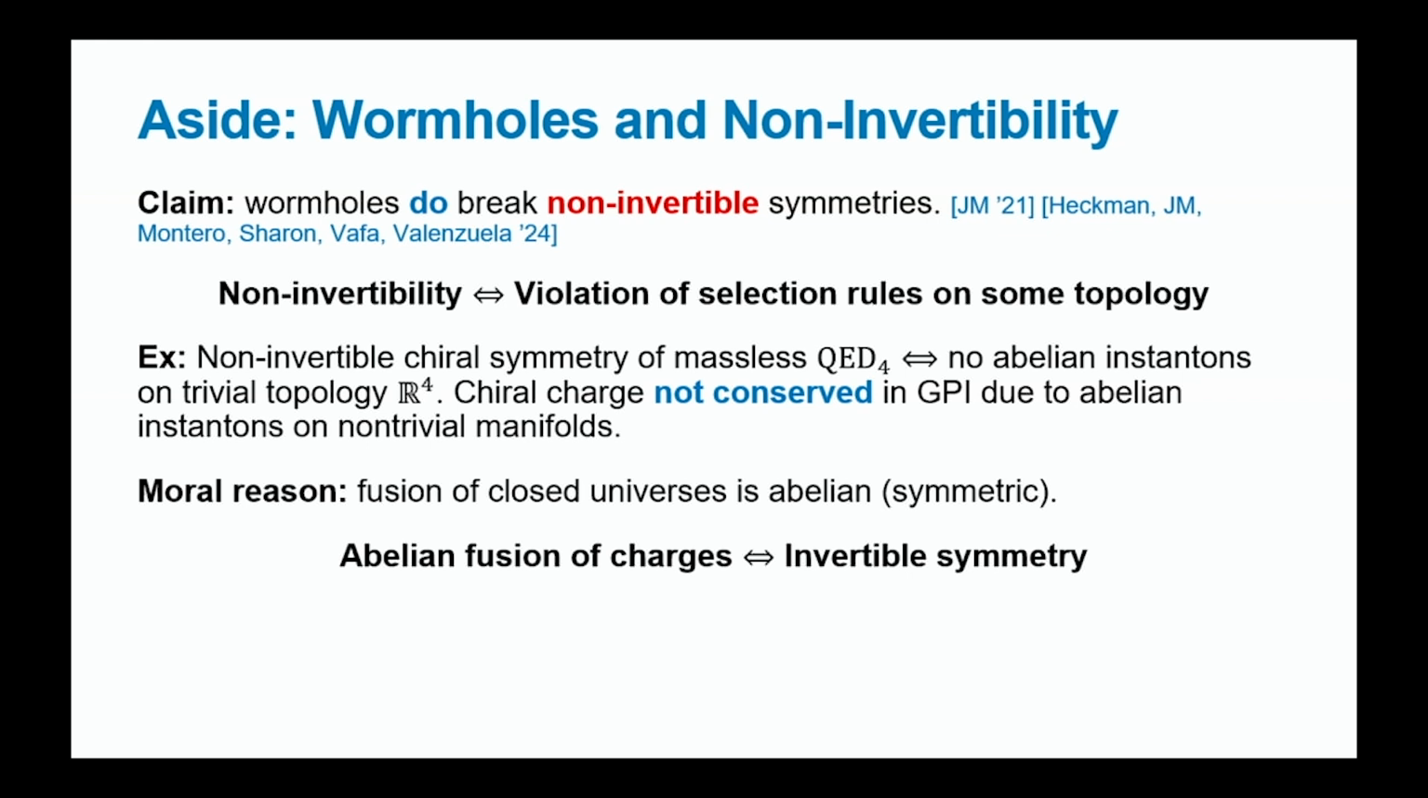Now, there's a moral reason why the gravitational path integral violates non-invertible symmetries, and this is going to play an important role throughout my talk. The fusion of closed universes is abelian. If I want to consider the charges carried by closed spatial slices, when I fuse them, I put them next to each other, there's no notion of the order in which I've put my universes next to each other. So they commute. Non-invertibility is the electromagnetic dual of having a non-abelian fusion. So if your charges fuse in an abelian way, or for experts, symmetric way, then your symmetry is invertible. That's the moral reason that's going to be a driving story throughout my talk.